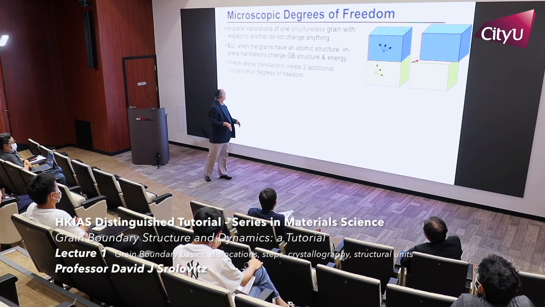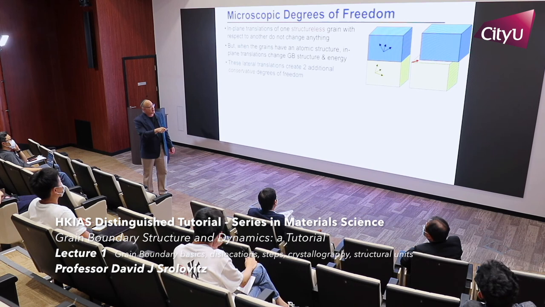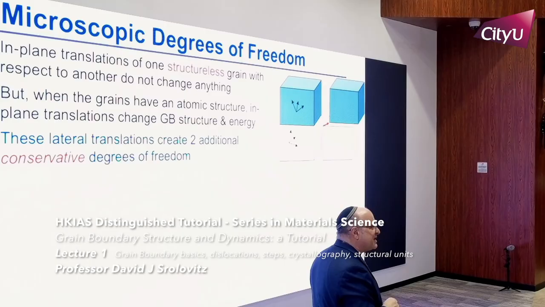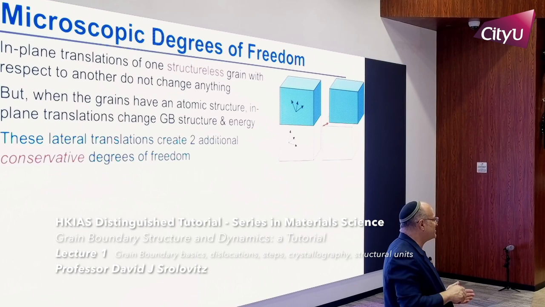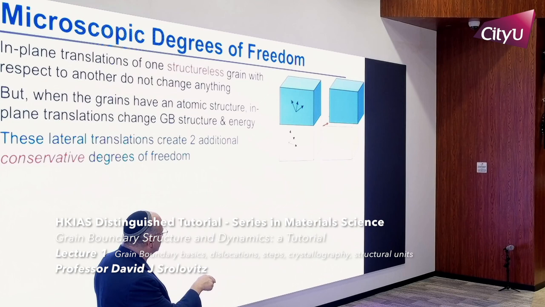Okay, so here what I'm showing is a specific kind of shift. These are shifts of one grain relative to the other, but the shift is parallel to the grain boundary plane. Now, to slide one grain relative to the other, I don't have to add or remove any atoms. So we call this a conservative degree of freedom. And there are two of them, because I can slide one grain relative to the other in two directions: this direction or that direction or any combination of the two.